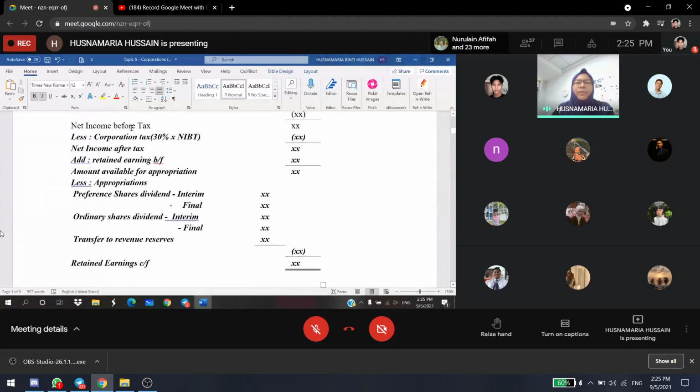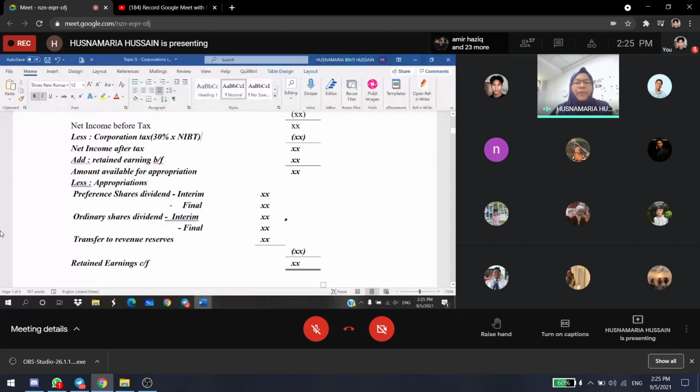Okay, after you get net income, what should we do? Calculate the tax. Then plus earnings last year. Okay, then whatever amount that we have, then only we pay for the dividends and we transfer to reserve. Whatever left, okay, as the balance, we transfer again to the next year. So that's it. This is the format of SOPL.